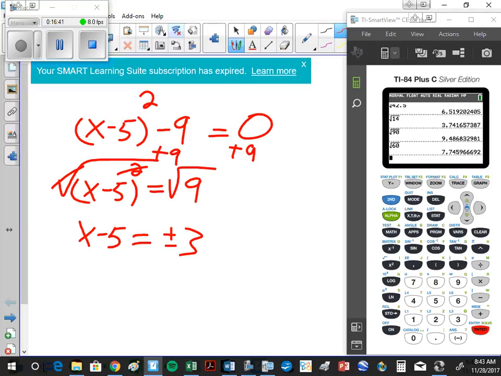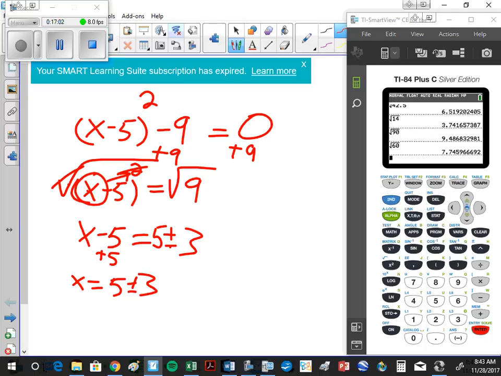Because this is squared. So the same rule applies. When you take a square root of a variable to the second power, you get a plus or minus. Now what should I do? I'm going to add 5. And when I add the 5, I'm going to put it in front. And I get x equals 5 plus or minus 3.